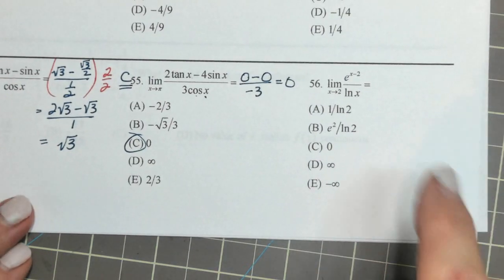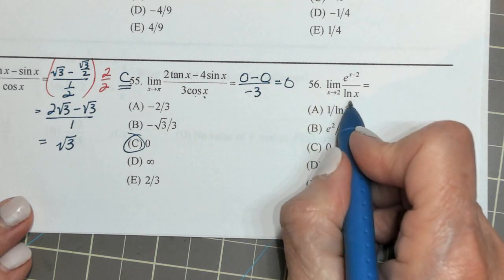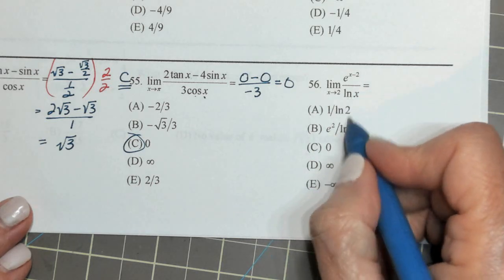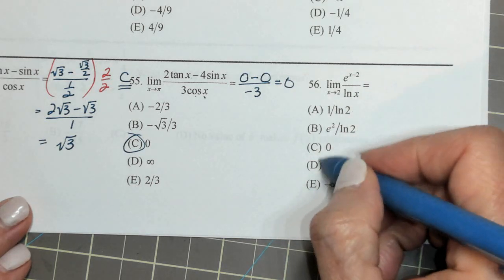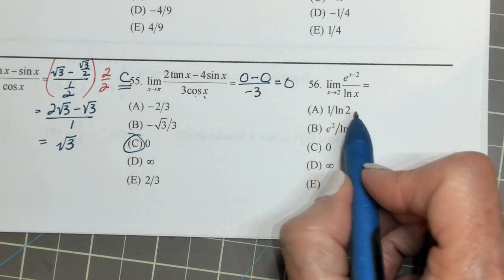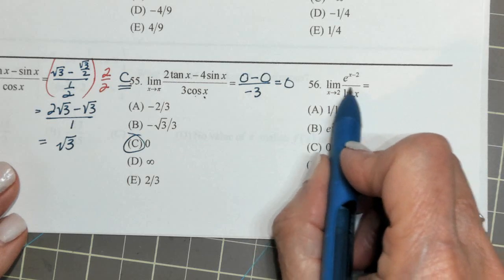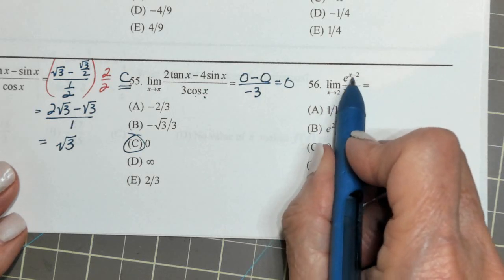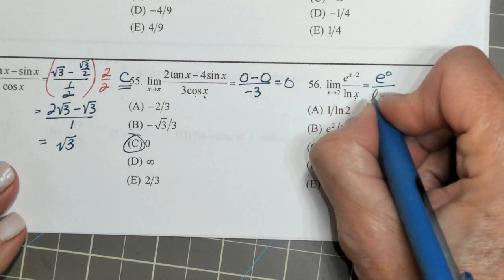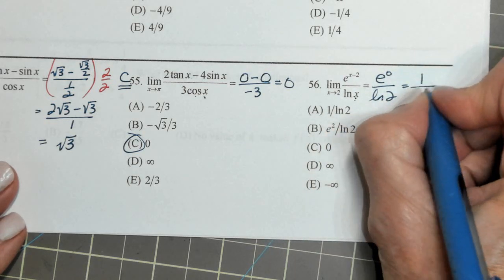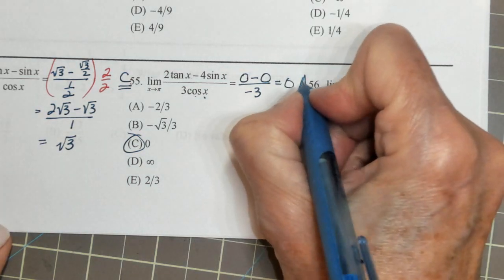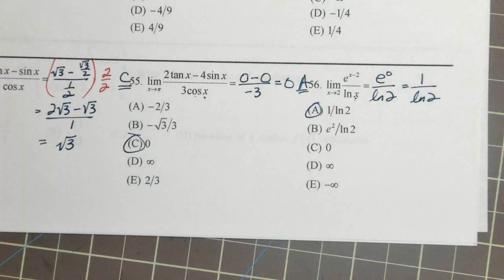Okay, one more. X is going to 2. Well, ln of 2 is not 0, so I don't have to manipulate. All I have to do is plug in. If I put a 2 up there, I have e to the 0. If I put a 2 in here, I have ln of 2. E to the 0 is 1. 1 over ln 2. A. And that is page 3.